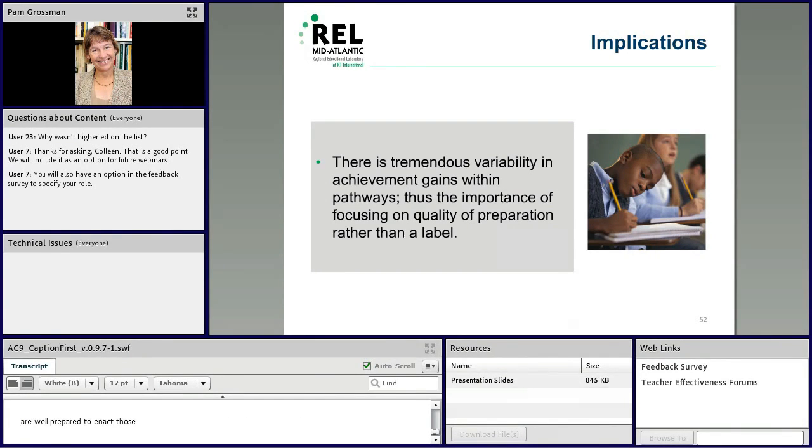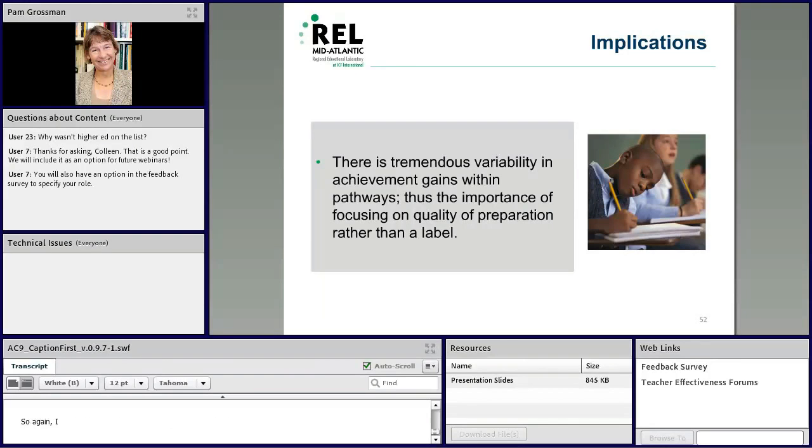So first of all, I think what we can say is that there is tremendous variability right now in achievement gains within pathways. There's been a debate about which pathway is better, traditional or alternative. In many ways, that's not a very fruitful debate because of the amount of variation within those labels. So we think it's much more important to focus on the quality of preparation across those different labels. The solution to producing high quality teachers is learning from what each of these different pathways does well and making them more common across pathways.